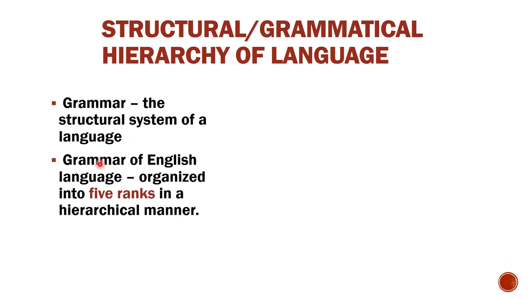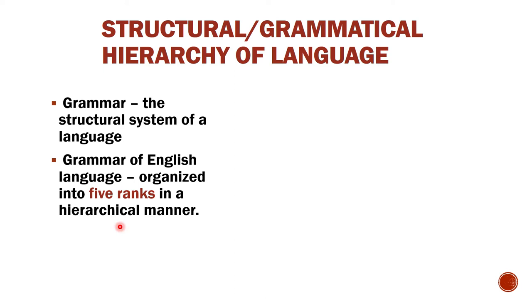Now we get to the grammar of English language. It is organized into 5 ranks in a hierarchical manner. Now, what is a hierarchy? Hierarchy means the system of anything which goes from bottom to top, from lowest order to highest order. See? So from, you can say, junior to senior, from less important to most important, from first step to the last step. So all this comes in a certain pattern, in a certain sequence, and we call this hierarchy. And hierarchical is an adjective, which means that if something is arranged in such a manner, we call it hierarchy.